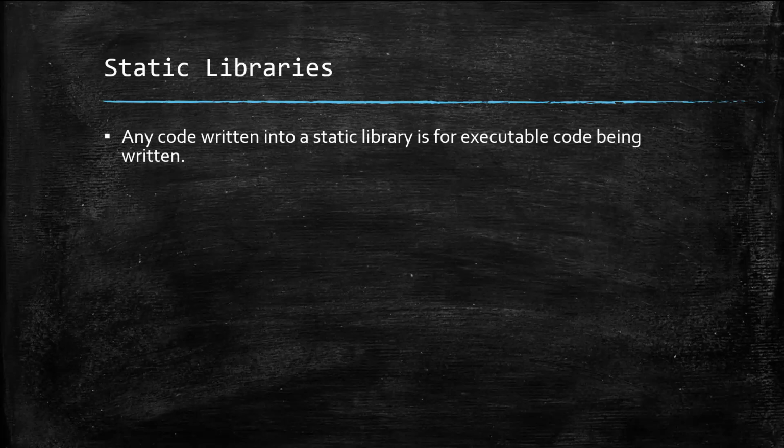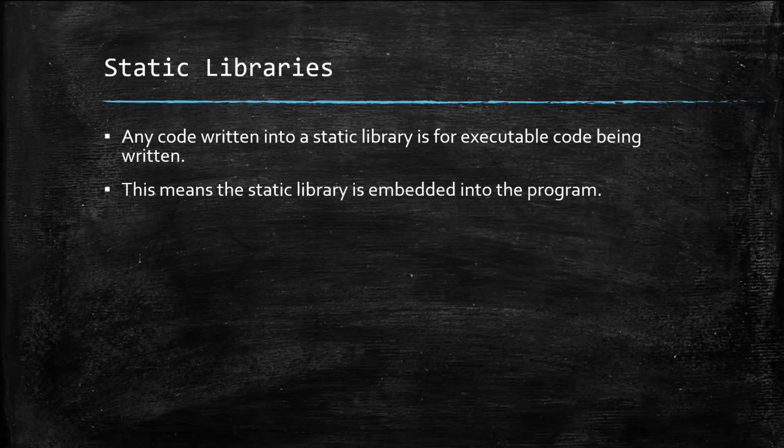So, static libraries. Now, any code written into a static library is for executable code being written. What does that mean? This means the static library is actually embedded into the program. It's not separate from the program. It's part of the program. Now, this is going to make the program slightly larger. How much larger? It depends on the size of the library and how much code is used to actually construct that library.